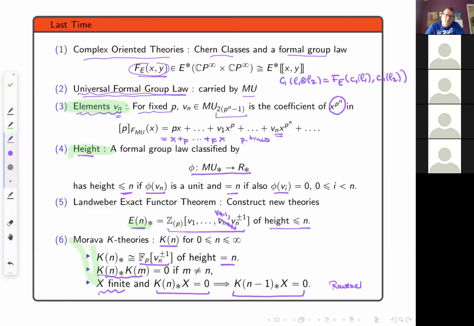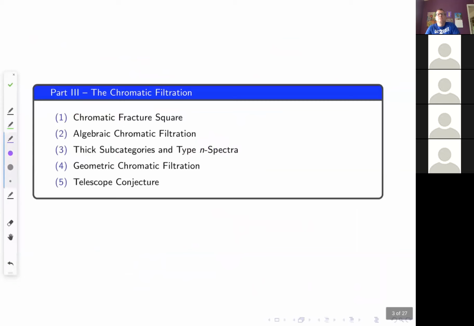Now, today, this is what I hope to cover. So far, I haven't covered everything I've hoped to cover every day, but we'll try again. So the chromatic fracture square is where we left off last time.